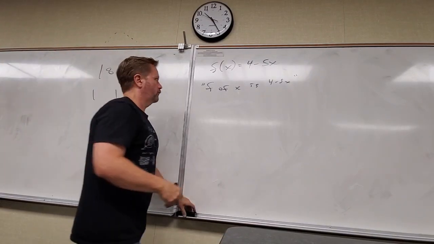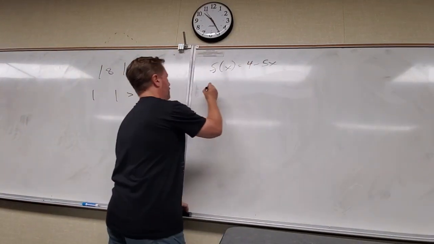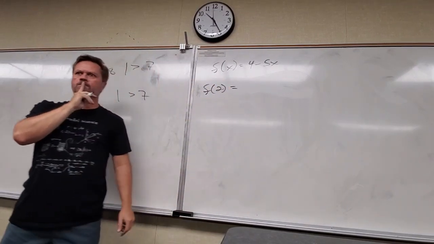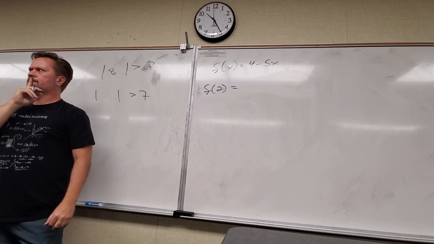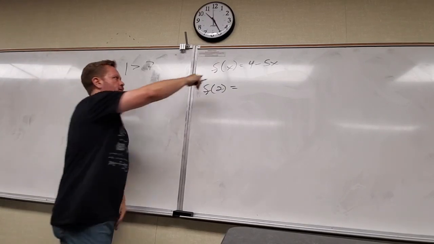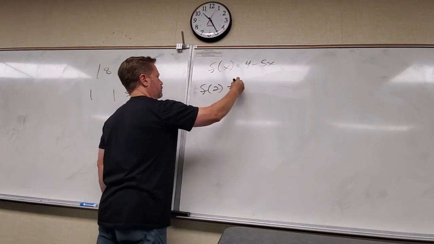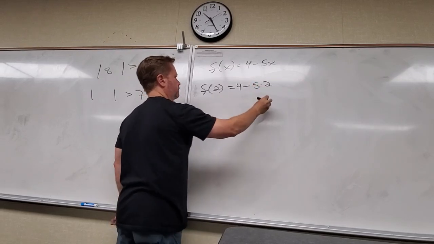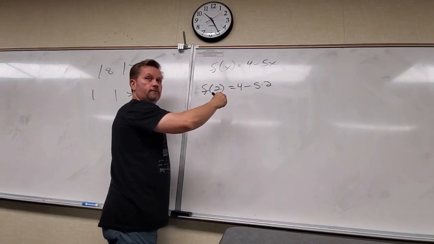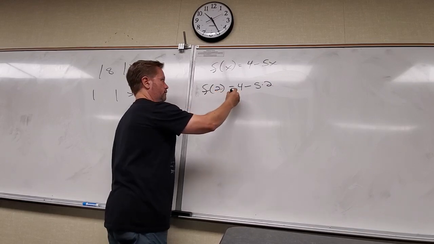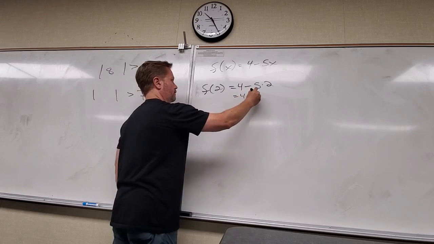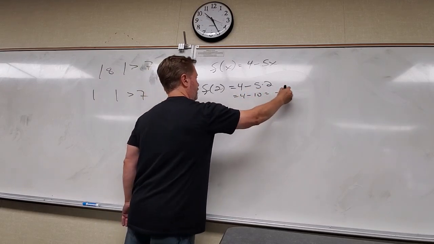So, for example, can somebody tell me what f of 2 is? What does that tell you to do? It would plug in 2 instead of x. I'm going to put 2. So there'll be 4 minus 5 times 2. 5 times 2 is 10. So 4 minus 10, which is negative 6. Cool.